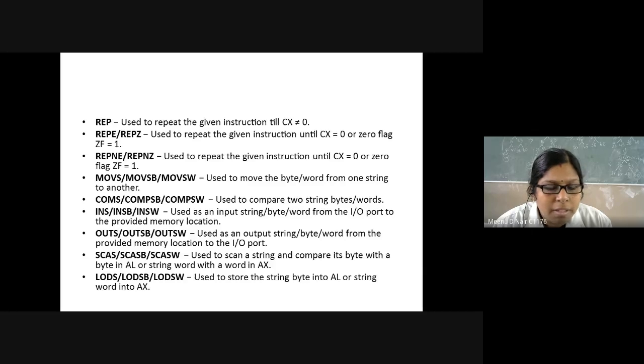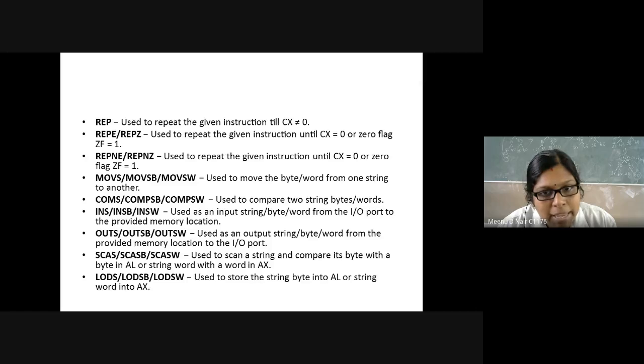Move means a normal move operation. If S comes, it means it is a string operation. It can be a byte, one byte of data, a string moving from one to another, byte or word. It is a continuous thing, a series of commands, a series of data. So it is taking either byte or word.